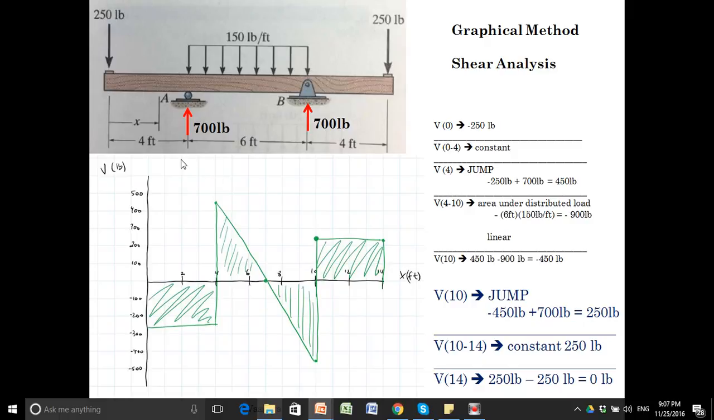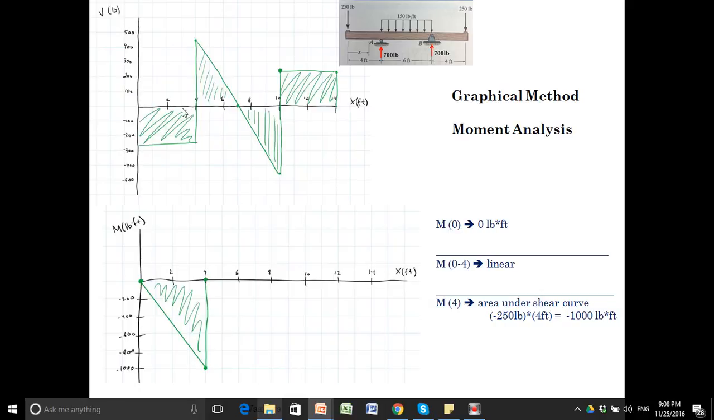The most important thing is to realize what your starting point is. So realize what your starting point is, find what your ending point is based on your shear or your distributed load, and then use your relationships of constant to linear to parabolic to determine what that section of the graph will look like. So now that we found our shear, we're going to use the shear diagram to determine the moment diagram.